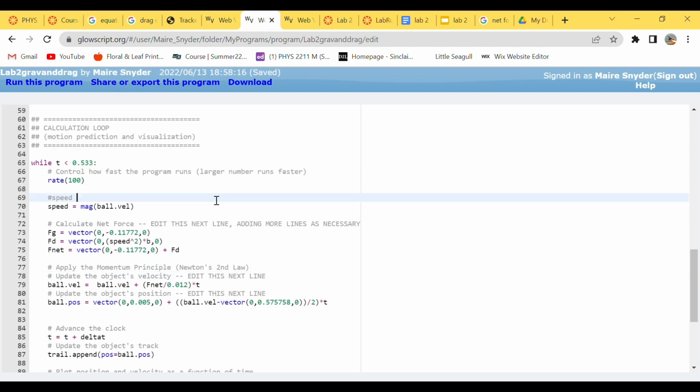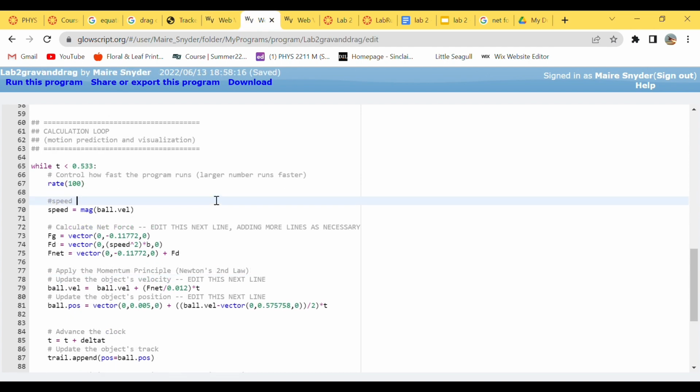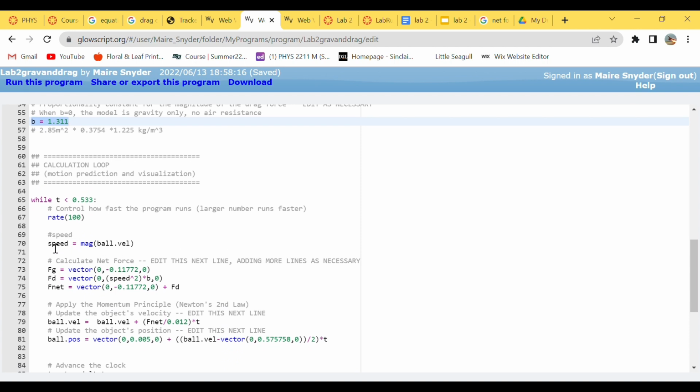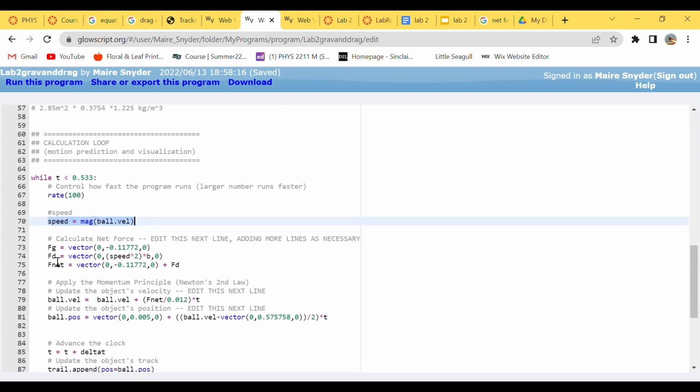In the model with air drag, it is necessary to find a proportionality constant. A constant of 1.311 was determined from comparing the ideal model to the experimental data. Here, speed was designated to be the magnitude of the velocity. This was so that it could be squared in order to be used to calculate the drag force, seen here, and added to the gravity force in order to find the new net force. The velocity in this model was determined from the velocity update formula seen here, and the position updated as well with a new average velocity.